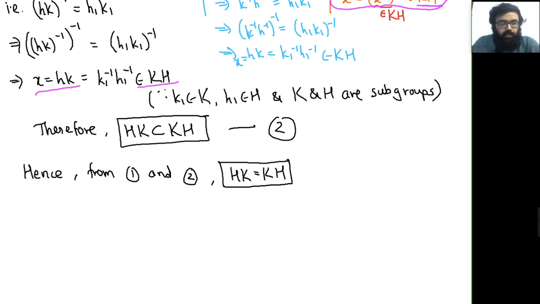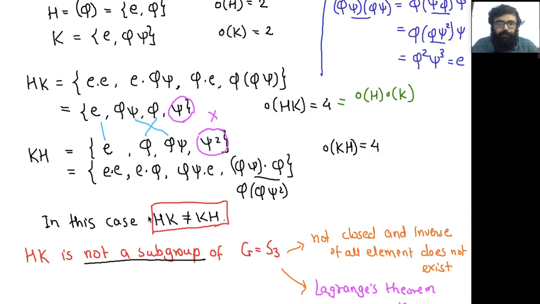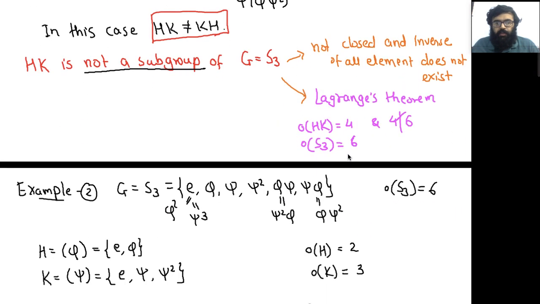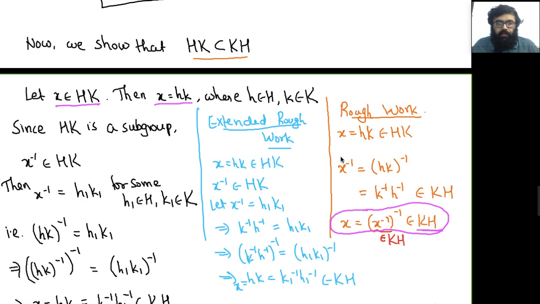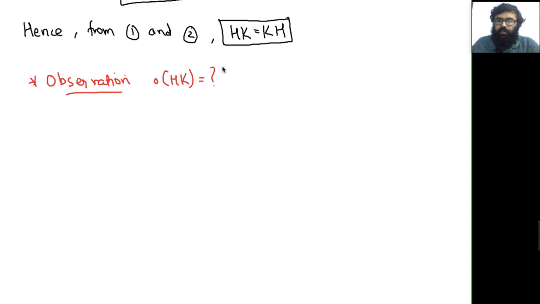So what was our second observation? What we are looking for is this: what is the order of HK? That was our second purpose. I don't think I can do that result in this video. Let me go back here. So this is the order of HK in terms of elements of H and K. What did we observe in the first two examples? Order of HK equals order of H times order of K. So that was our observation, and that feels natural.